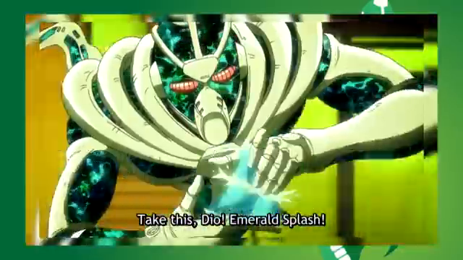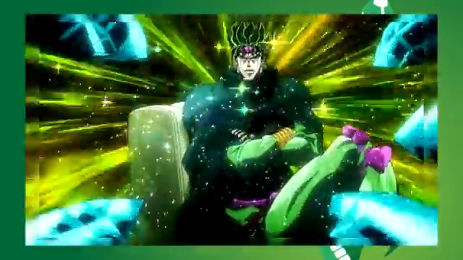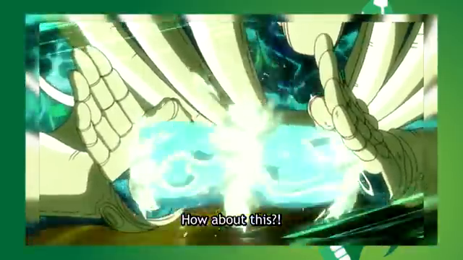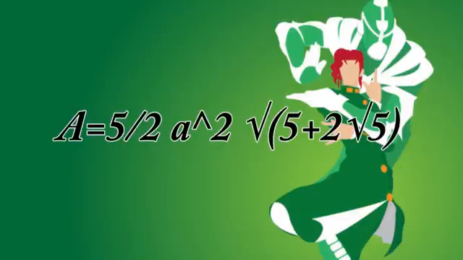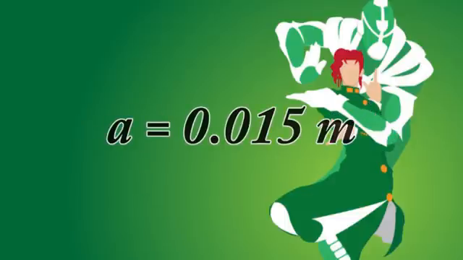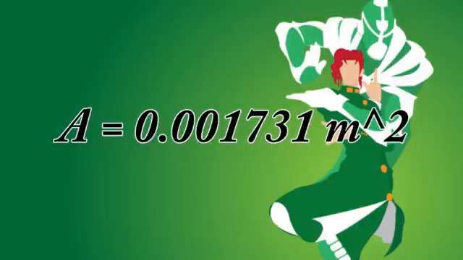The cut of emerald in the Emerald Splash resembles the Marquise or Navette cut. This means the shape of the cross-sectional area of that emerald would be a decagon. The formula for the area of a decagon is 5/2 times a squared times the square root of 5 plus 2 times the square root of 5, where a is the side length of a decagon. So if a is equal to 1.5 centimeters, the area will be 0.001731 meters squared. Next, we need the density of air, which is easily accessible on any online physics handbook.